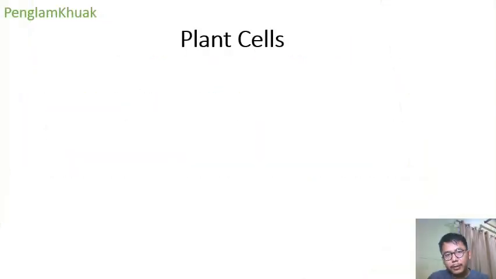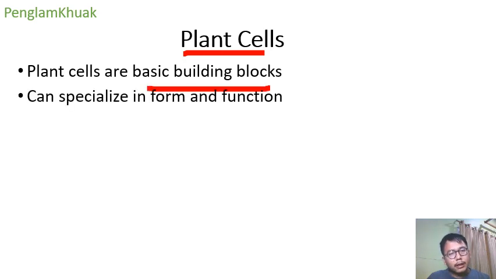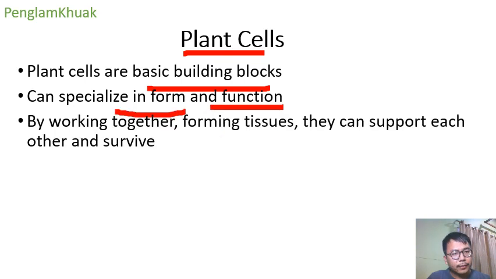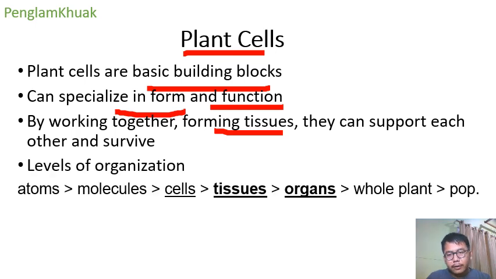First, let's talk about plant cells. Basically, these plant cells are the basic building blocks. They can specialize and perform a specific function. By working together in groups, these cells will form a tissue and they can support each other and survive. These are the levels of organization.